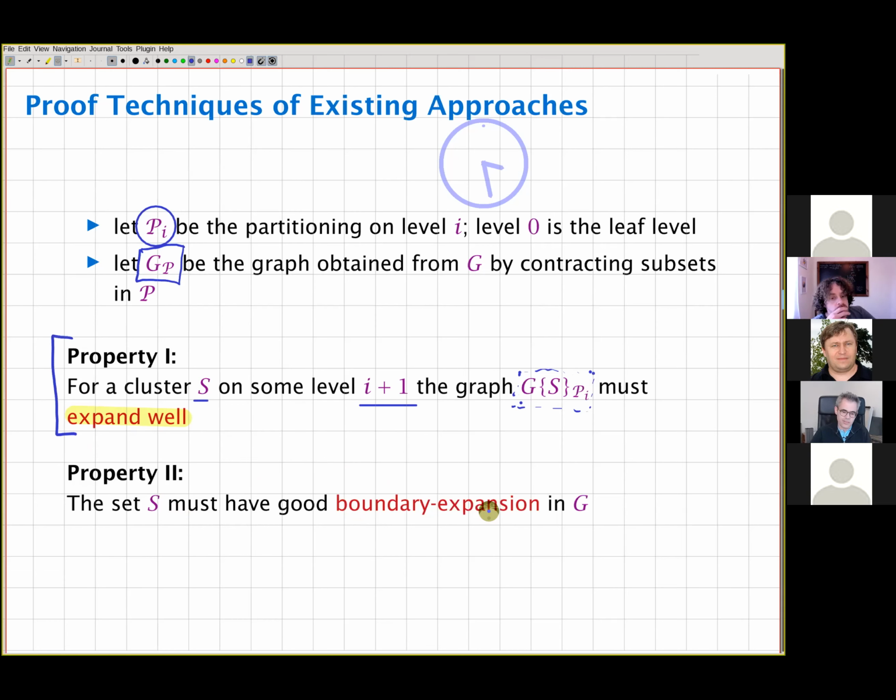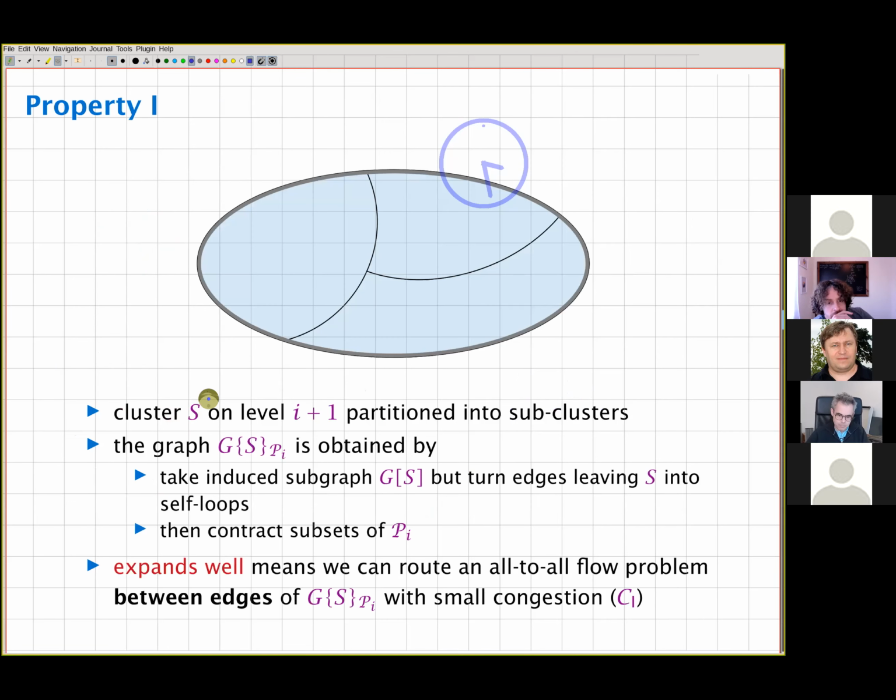So what does boundary expansion, and what does "expand well" mean here? So here is this cluster. This is the set S, and now these are the clusters that it is partitioned into, because I have this laminar family of partitions. So these are the clusters on the next level. So what does the first property tell me?